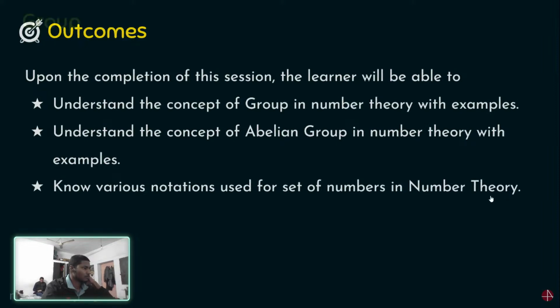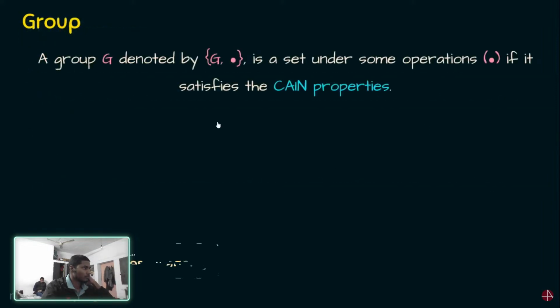Let's dive into the topic of the day, the group. Firstly, let's see the definition. A group G denoted by G comma dot is a set under some operation dot if it satisfies the CAIN properties.